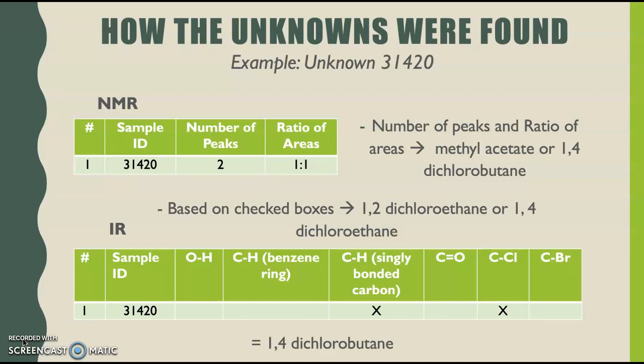For instance, unknown 1, for the number of peaks and the ratio of areas, it yielded methyl acetate or 1,4-dichlorobutane as the possibilities, and for the IR, it yielded the 1,2-dichloroethane or the 1,4-dichloroethane as well.